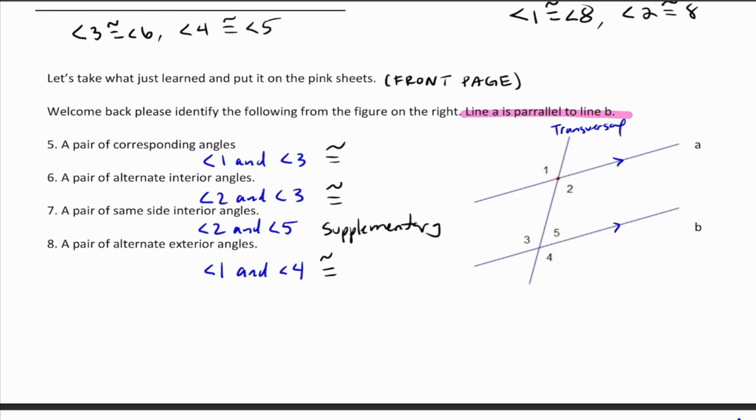So every type of combination except same side interior angles are congruent. Same side interior angles are supplementary, meaning two angles add up to 180 degrees. So if you're having issues remembering, just know that same side interior angles are the only angles that are supplementary. Same side supplementary. That alliteration will help you remember that those angles, same side interior angles in particular, are supplementary.